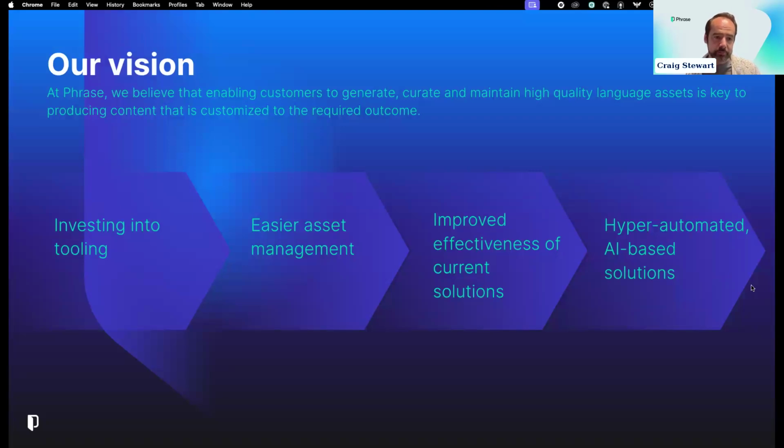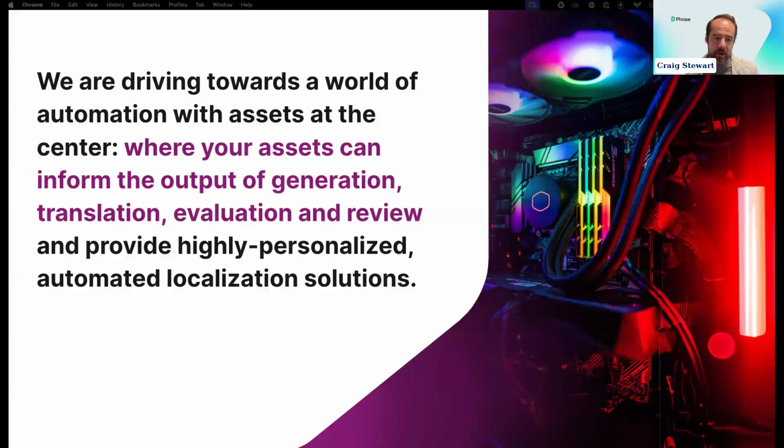So to summarize, in one final slide, we're driving towards a vision of automation with assets, customer assets, so linguistic assets being translation memories, term bases, other things at the very, very center. So where these assets can be leveraged to inform and adapt the output of whether it be generation, translation, evaluation, review, all of that can drive towards providing very, very highly personalized and automated localization solutions. So at this point, I'll hand you off to Sergio, who'll talk a little bit more about asset curation in general. Thank you.